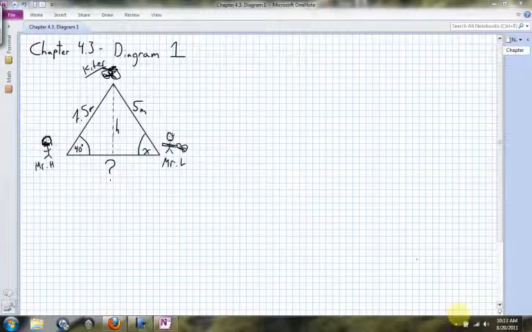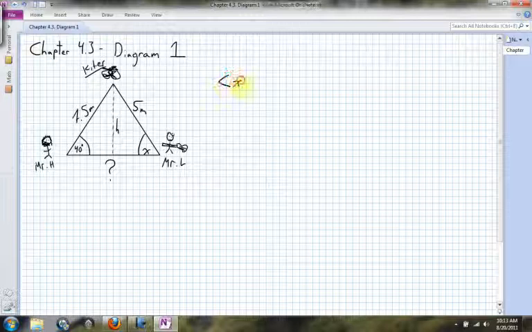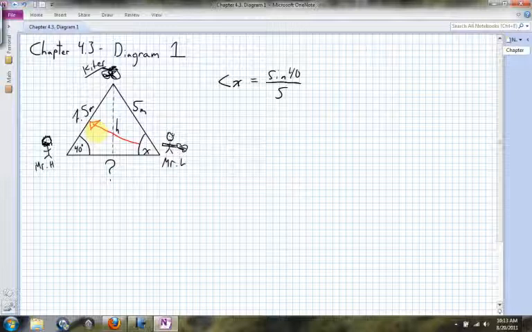So for angle x, I use the sine law, and I say that sine of 40 divided by 5 is equal to... Remember that when we're doing this, you always look at the angle, or the side, right across from your angle. And that's what goes underneath on the bottom. So for angle 40, 5 is right across, so that's what goes on the bottom.